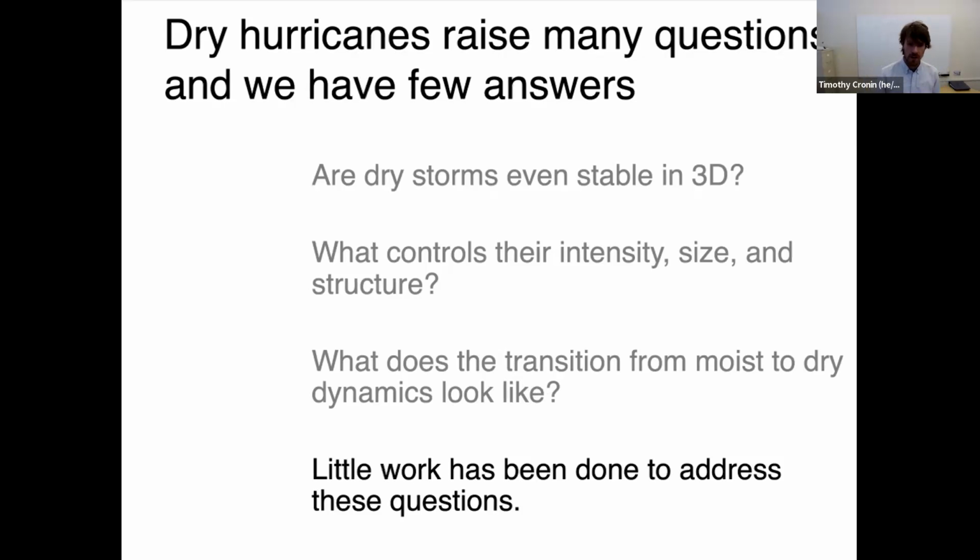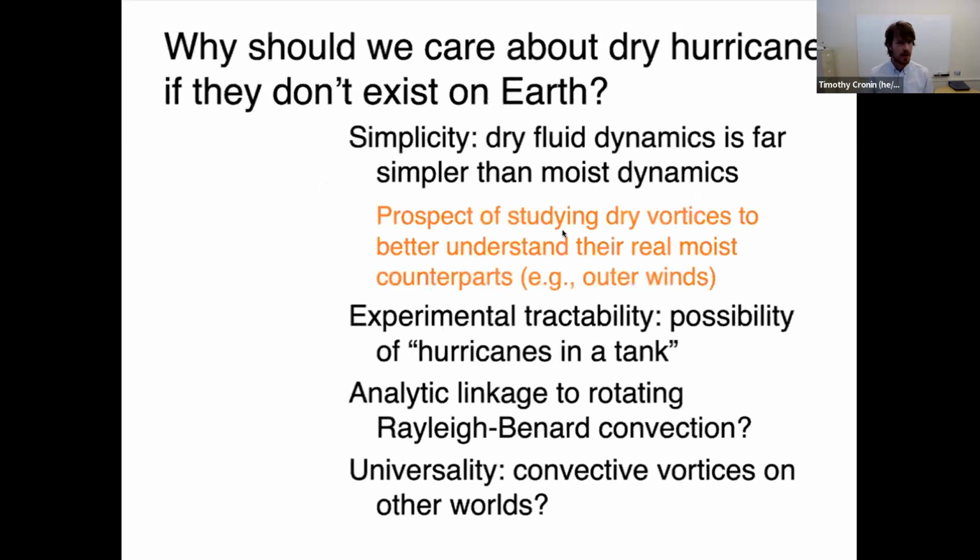So little work has been done to address these questions, and I'm going to talk about work that I've done on this today. Before I go into this in more detail, a very legitimate question you might ask is, okay, if dry hurricanes don't exist on Earth, why the heck should we care about them? My most compelling answer to this lies in simplicity and the use of model hierarchies, or sets of models of varying complexity, to better understand the real climate.